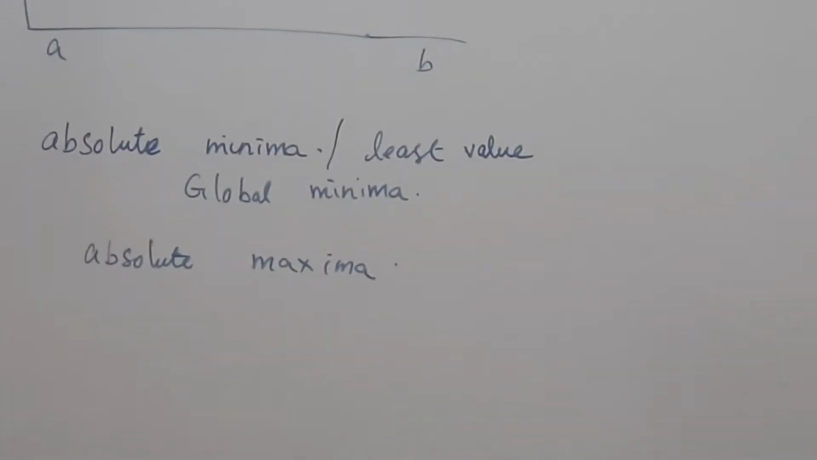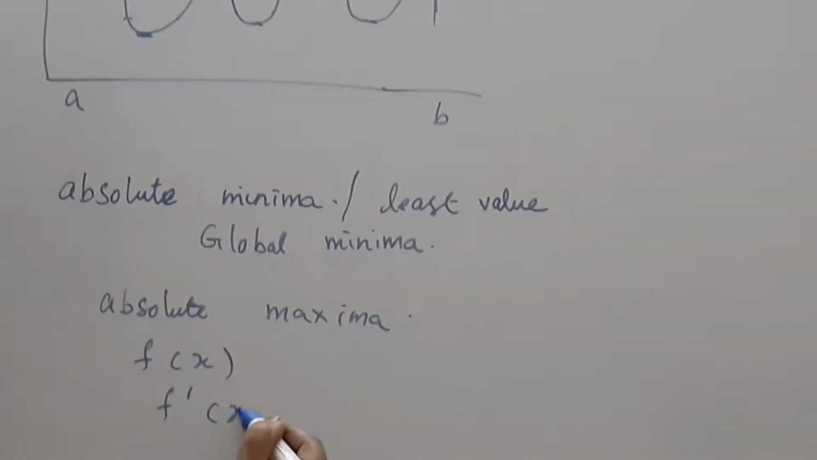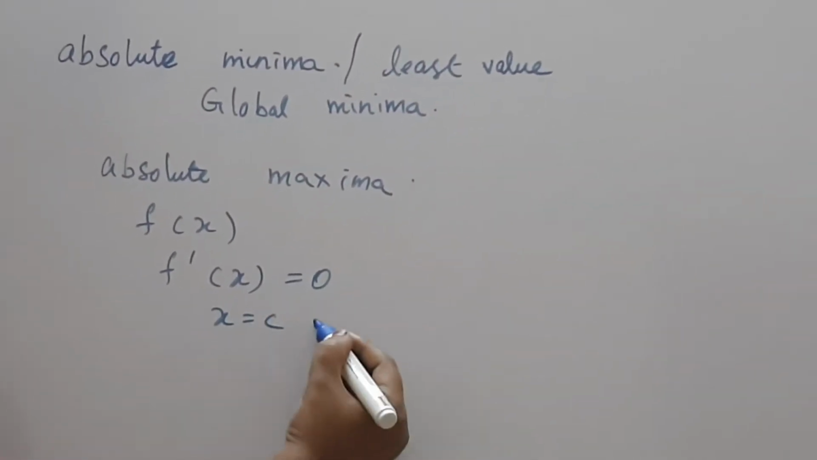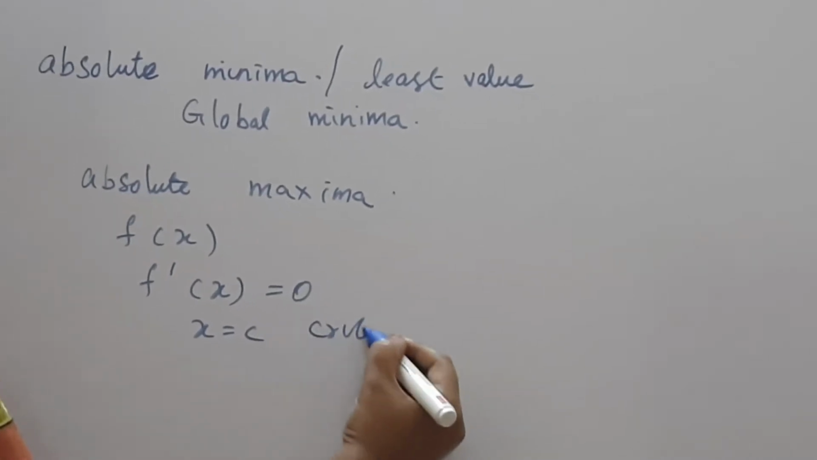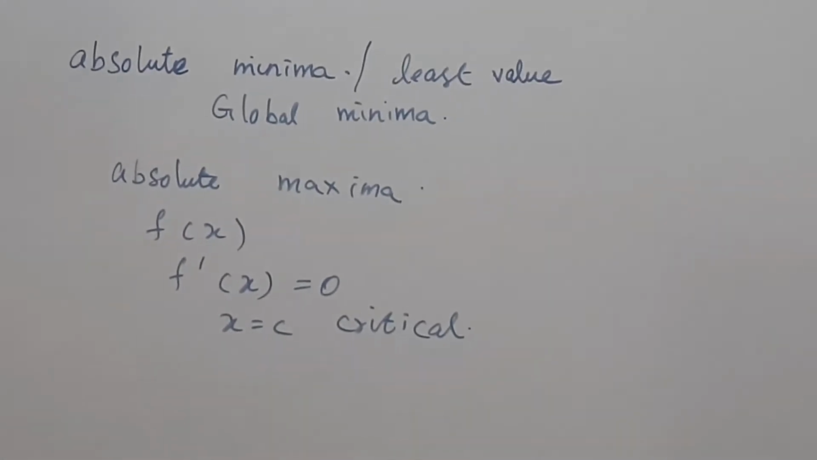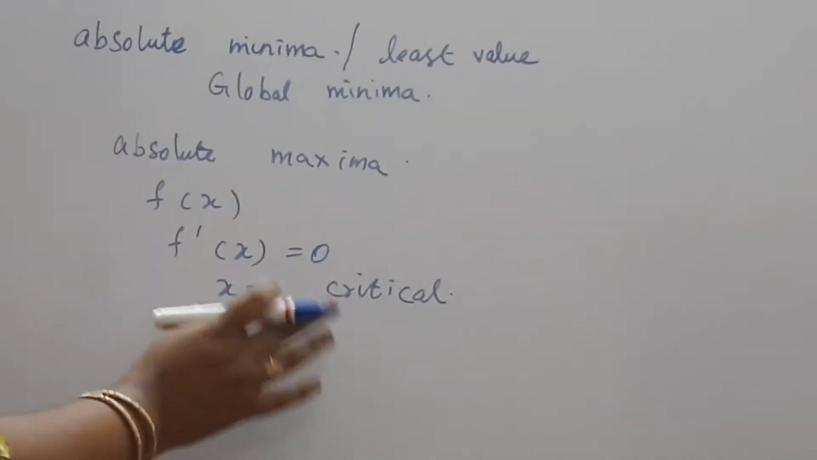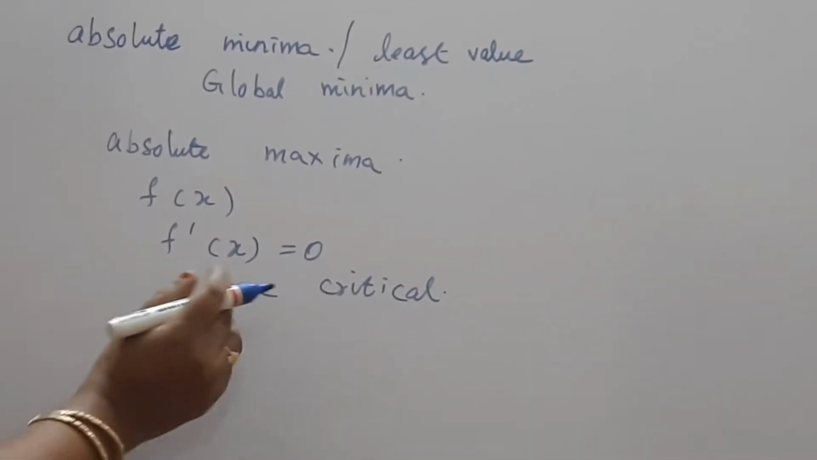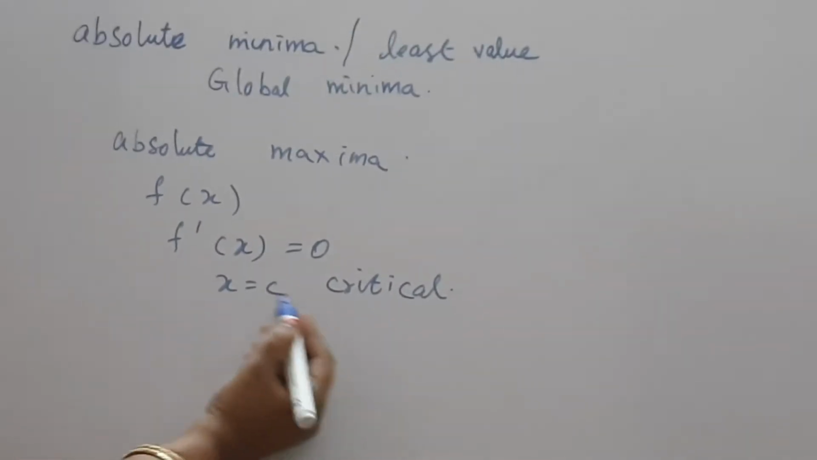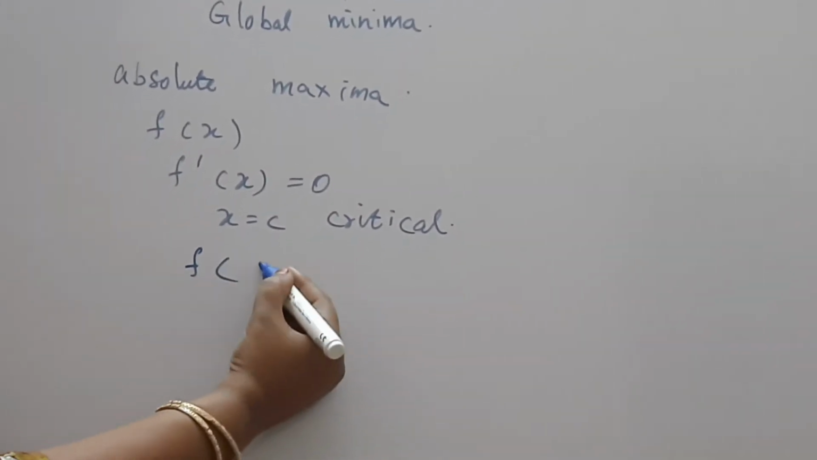So the procedure for this is, we will be given a function f of x and we have to find the first derivative f dash of x. When we equate this to 0, we will obtain some critical points c. These are procedures similar to the finding of local maxima and local minima. Once we have found the critical values, there may be 1 or 2 critical values. We need not decide whether this is local minima or local maxima. Tests are not required.